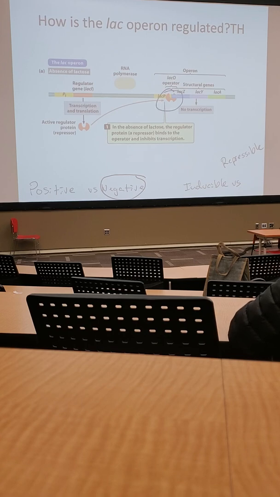Number one, in the absence of lactose, the regulator, the repressor, is binding to the operator. So now we have inducible versus repressible. It says it binds to the operator and inhibits transcription, so inhibiting transcription makes it a negative as well. Yes. So what about inducible versus repressible?